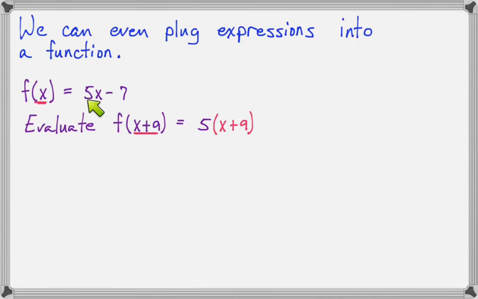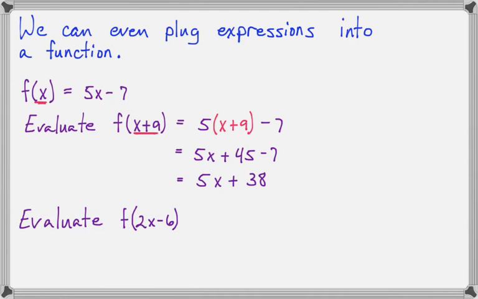So instead of 5x, it says 5 times x plus 9, minus 7. I should distribute. So I have 5x plus 45 minus 7, and then I should combine my like terms, so I get 5x plus 38.